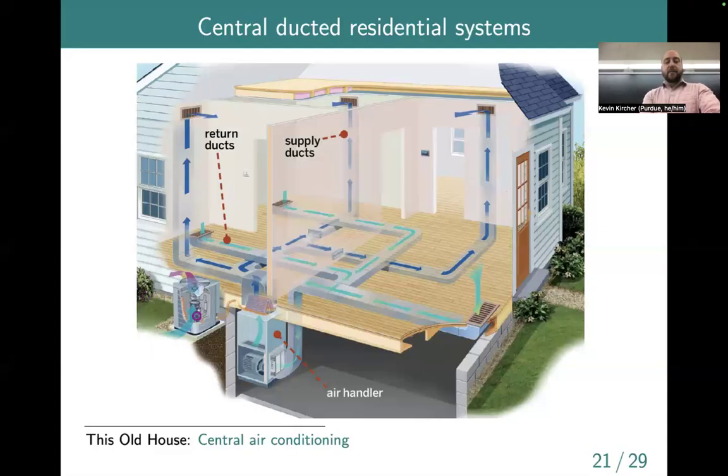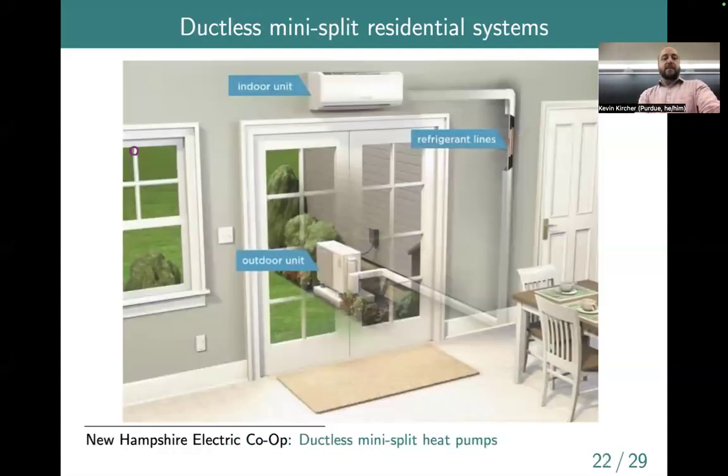And then this is pulling in cool-ish outdoor air and then exhausting hot outdoor air. And if you walk by the outdoor unit of a window air conditioner, for example, and put your hand near it, it'll feel hot. Okay, so that's the central system.